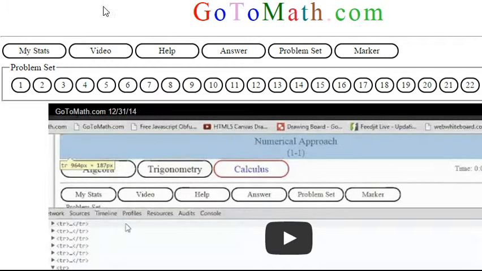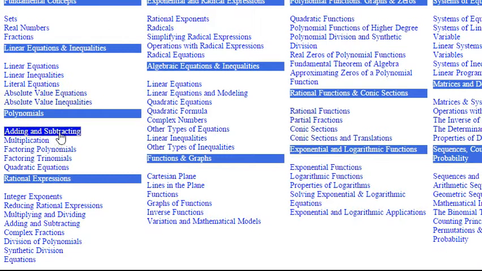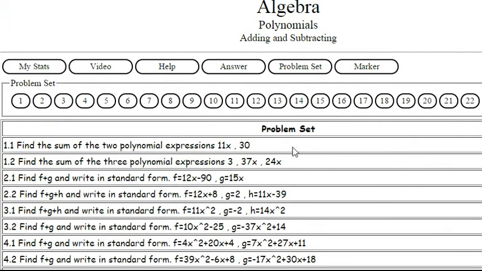Okay, we're over here at gotomath.com. Click on the algebra and let's go down to adding and subtracting polynomials. We'll click right there.